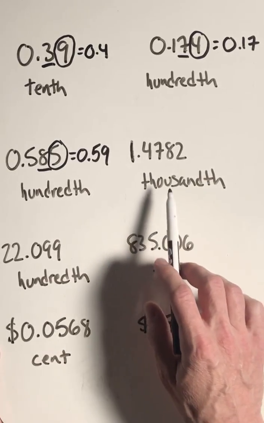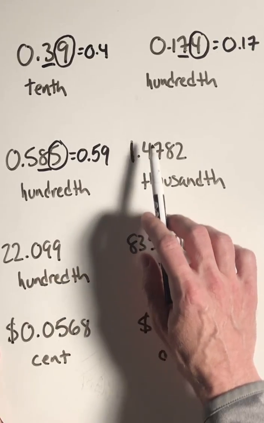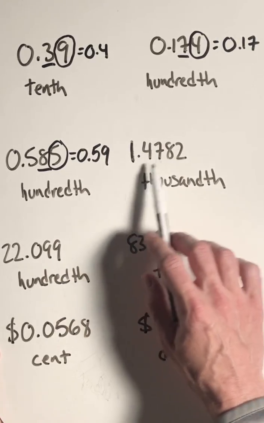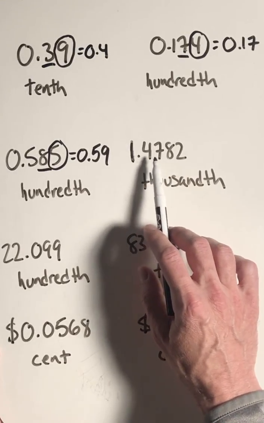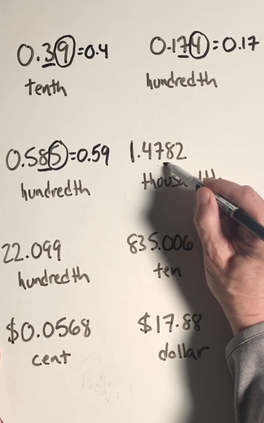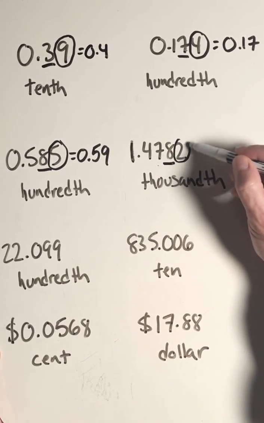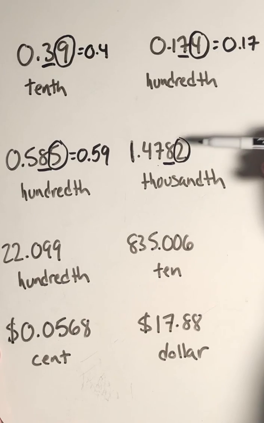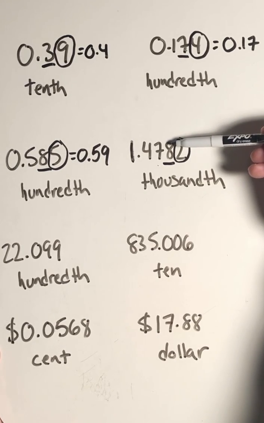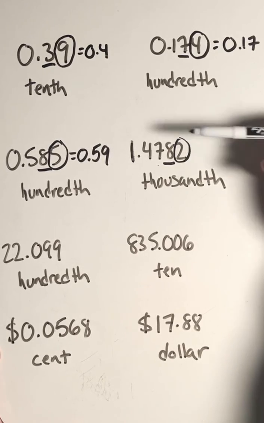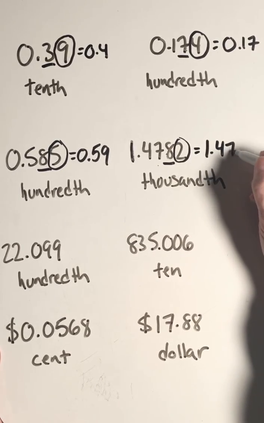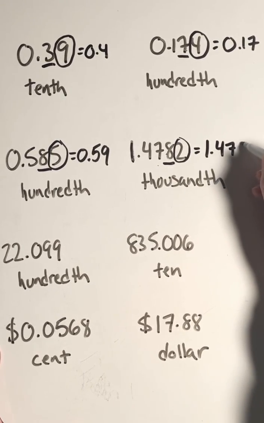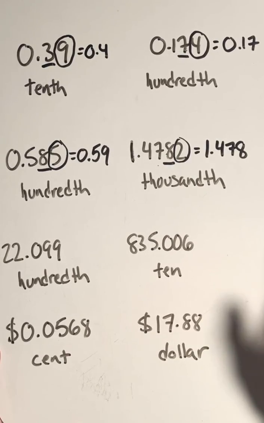In this case, I'm rounding 1 and 4,782 10,000ths to the thousandths place. So tenths, hundredths, thousandths is the place I will underline, and I will circle the digit immediately to the right of it. If this digit is 5 or more, I need to raise this 8 up to a 9. This is not 5 or more, so the 8 will remain the same. This number will round to 1 and 478 thousandths.